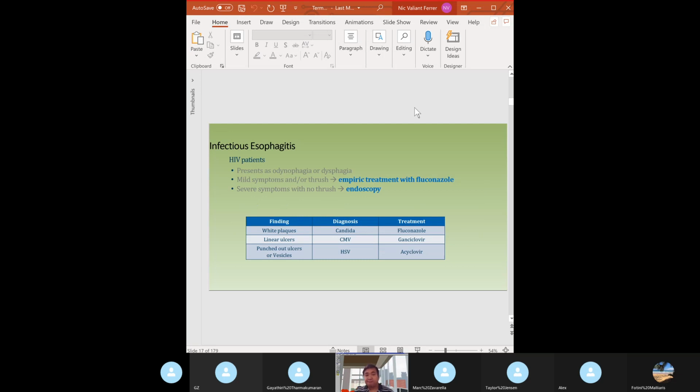Okay, for an HIV patient with mild symptoms and thrush, what can we give them? Fluconazole, right? And if they have severe symptoms with no thrush, endoscopy. High yield, know this one. Know the findings, diagnosis, and treatment. So white plaques, what are we thinking? Candida. What's the treatment? Fluconazole. Linear ulcers, CMV. What's the treatment? Ganciclovir. What if they are resistant to ganciclovir? What can we give? Starts with F.